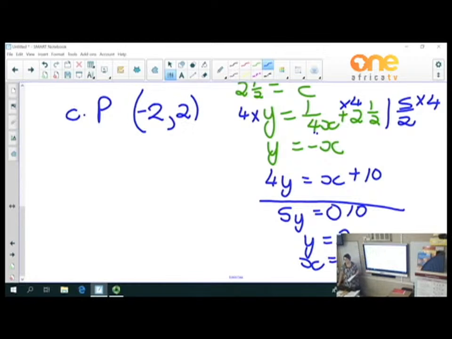Who got that? Okay, then they say the midpoint of OQ. The midpoint, right, how does that formula go? So it's O and Q now.